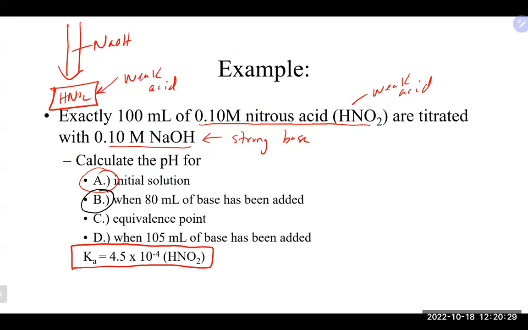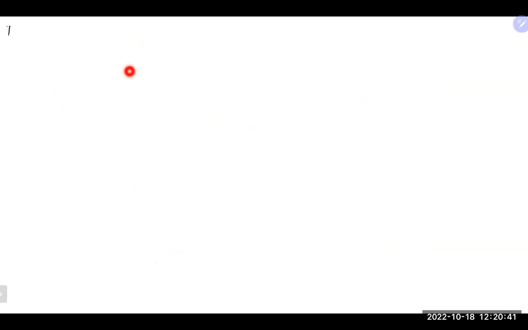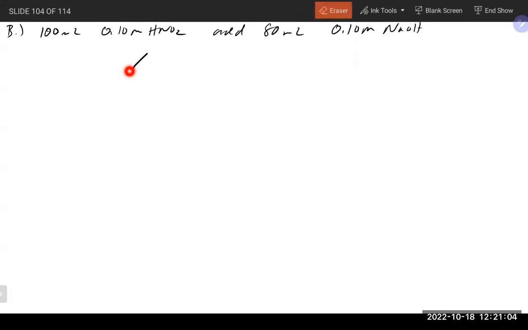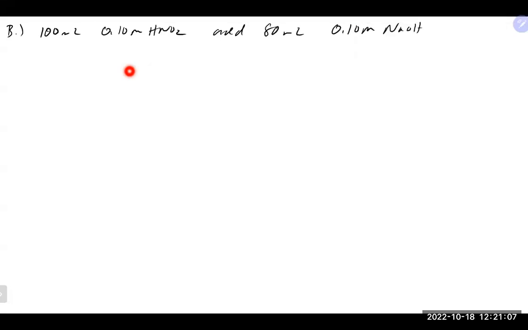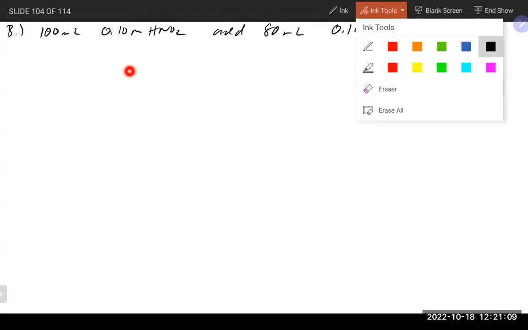In this case, we're going to add 80 milliliters of our sodium hydroxide. So obviously the titration has begun. For B, we have 100 milliliters, I believe, of 0.1 molar HNO2, and we're going to add 80 milliliters of 0.1 molar sodium hydroxide at this point. All right, so obviously the reaction has taken place.